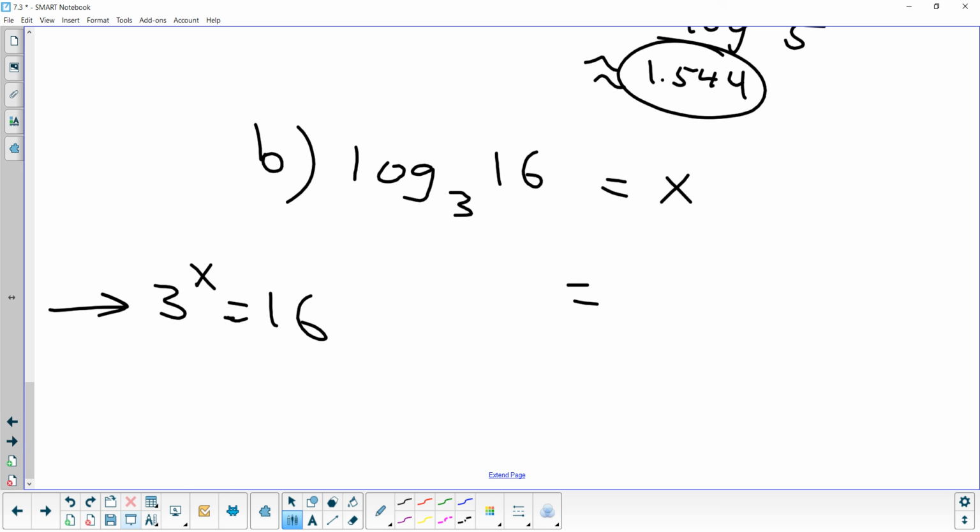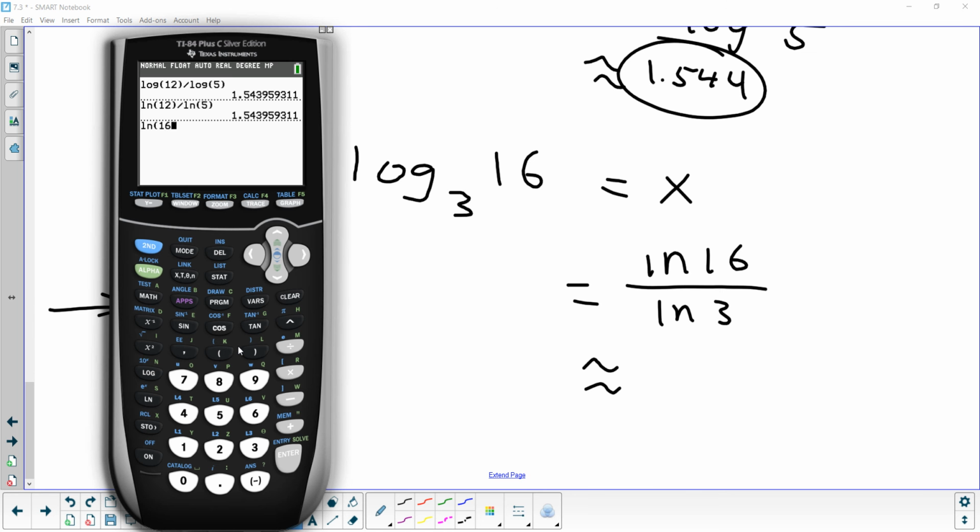How would I rewrite that so I can type it in? ln 16 over ln 3. Let's try it. Close the parenthesis because I'm done with the 16. Make sure you put divided by, and close it because I'm done with the 3. I get 2.524.